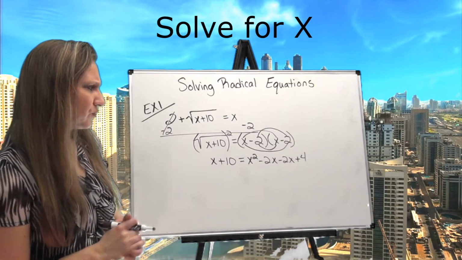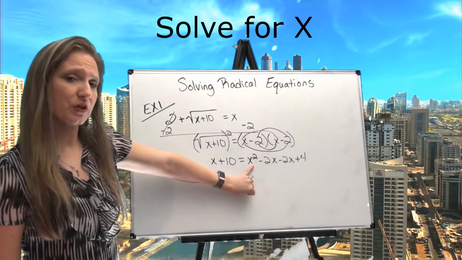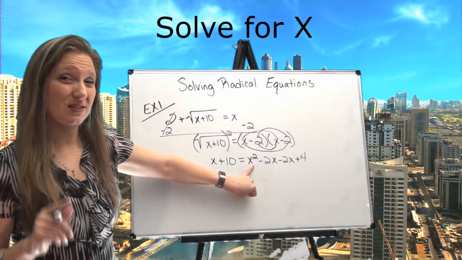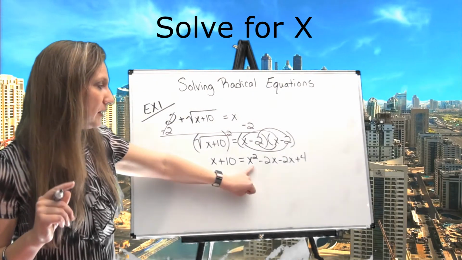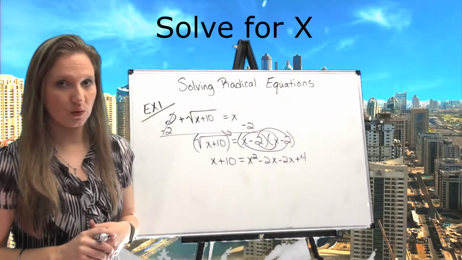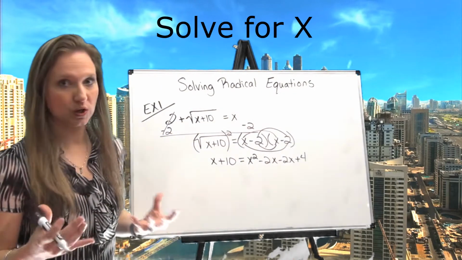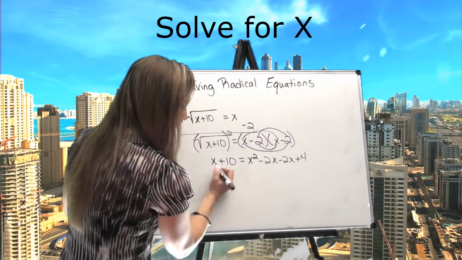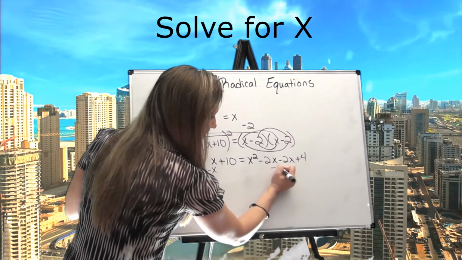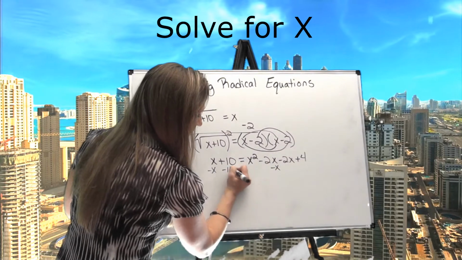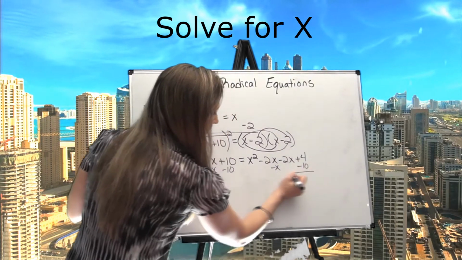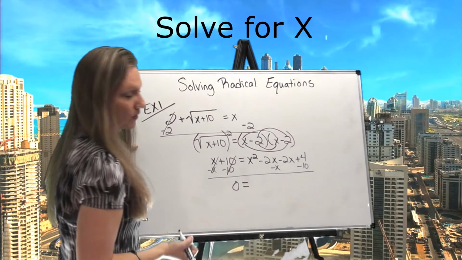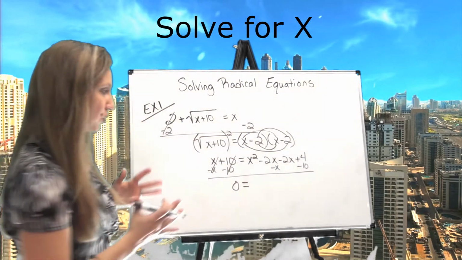Now when I look at what I'm left with, I notice that I have an x squared term. Anytime you have an x squared term, that usually means I'm going to need to factor at one point, which means I have to have it equal to 0 in order to be able to factor to solve a quadratic. So I want to get these 2 terms over here. So I'm going to minus the x, and I'm going to minus the 10. All right, so now it's going to be equal to 0 once I finish combining all of my like terms.